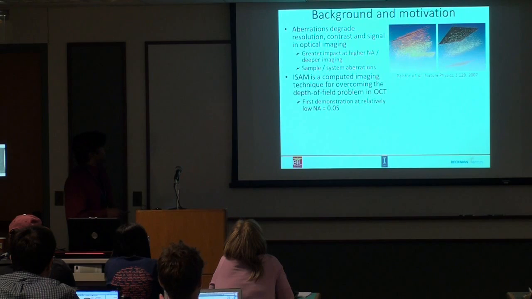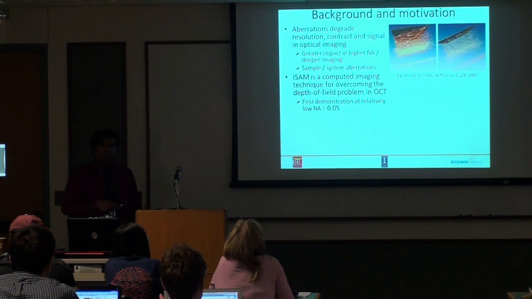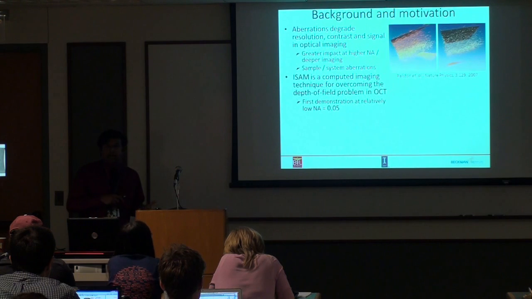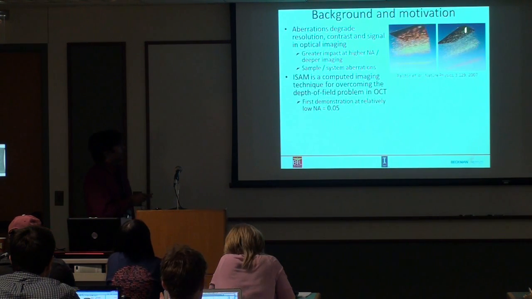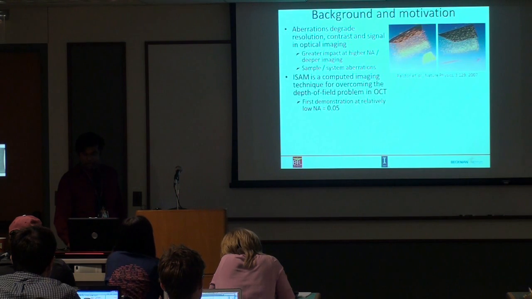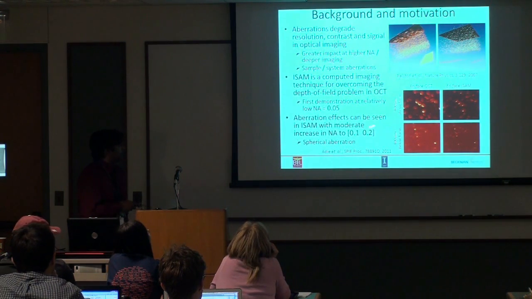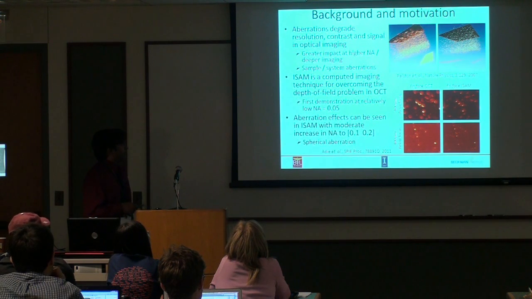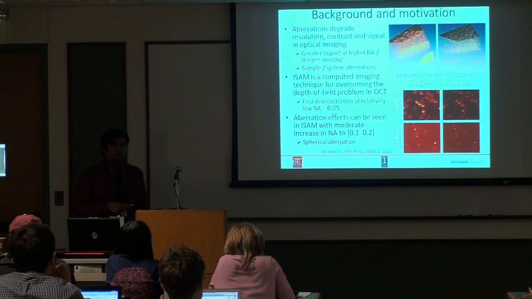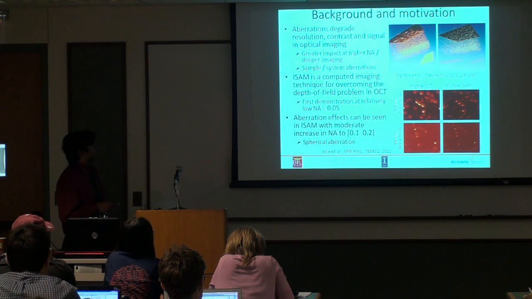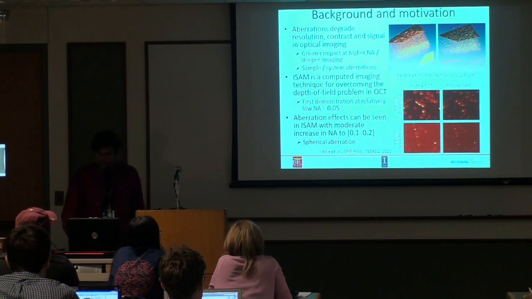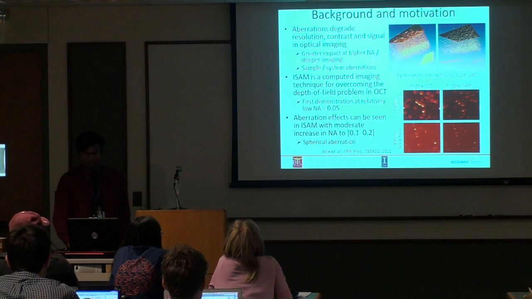ISAM is a computed imaging technique that overcomes the depth of field problem in OCT. Now, it utilizes a Fourier domain resampling scheme that's previously used in synthetic aperture radar to correct defocus throughout an entire 3D volume. Now, early work was done at fairly low numerical aperture, but we've seen that even with moderate increases in numerical aperture, the effects of aberrations can be significant, particularly when you're trying to do reconstructions far away from focus. Now, in ISAM, since we're trying to combine higher NA OCT, deep tissue imaging, and far from focus reconstruction, the ability to correct for aberrations then is important.